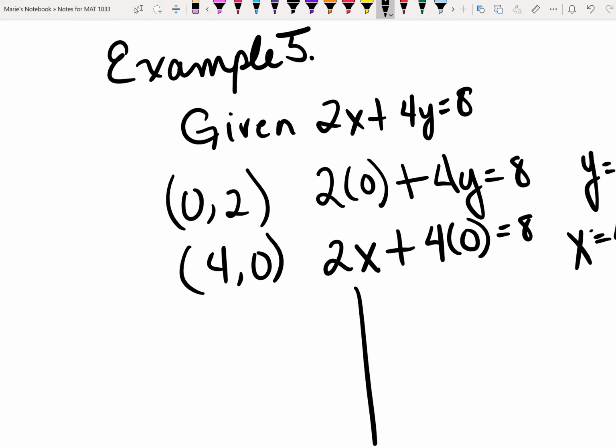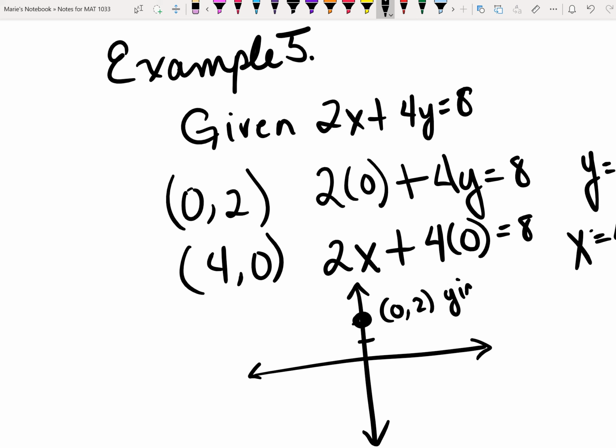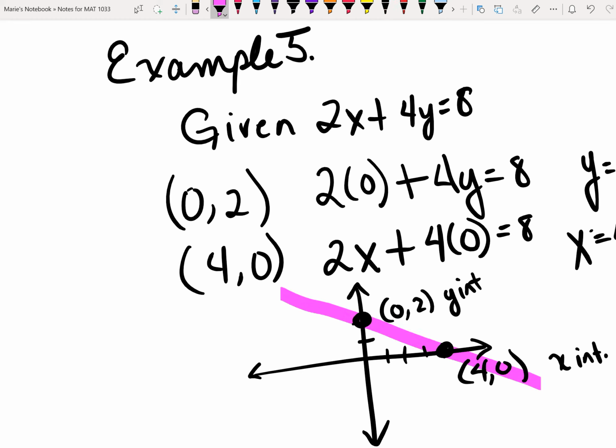And now I could just graph using a coordinate plane. Right? There's your coordinate plane. If I'm doing 0, 2, when x is 0, y is 2, so I'm here. That's the point 0, 2. This is your y-intercept again. And here's 1, 2, 3, 4. You're over here now. This is the point 4 comma 0, and this is your x-intercept. I'm just going to put int. And then connect the points, and there's your line. Just remember, they continue.